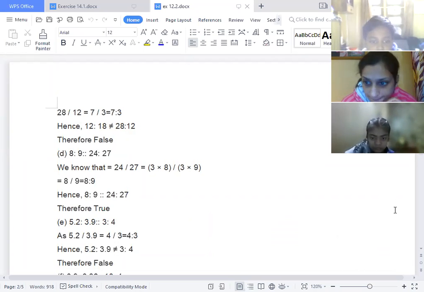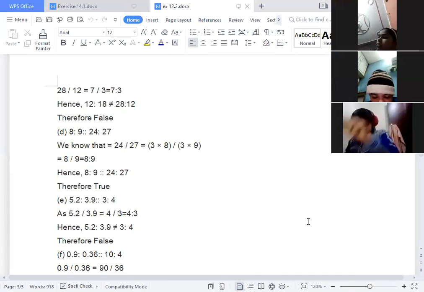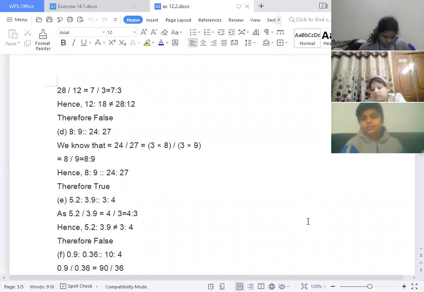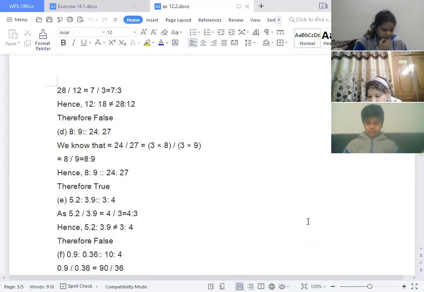Next one is 0.9 ratio 0.36 proportionate to 10:4. Yes, Avni, unmuted. 0.9 ratio 0.36 proportionate to 10:4. Equals 9 upon 10 divided by 36 upon 100, equals 90 upon 36.